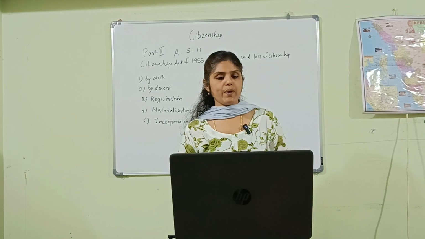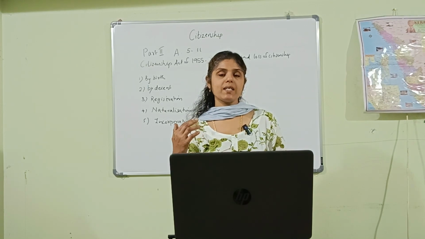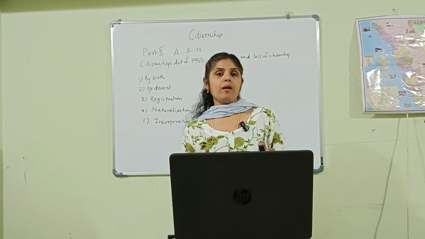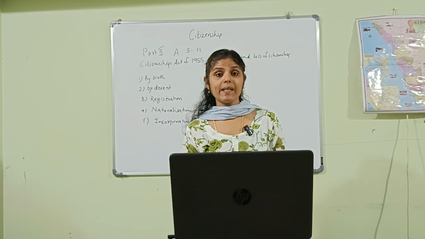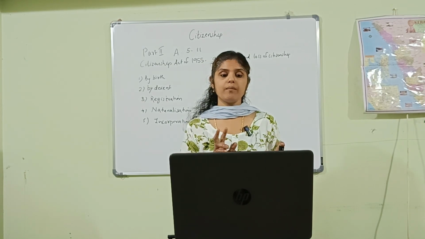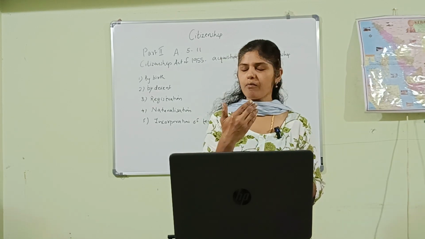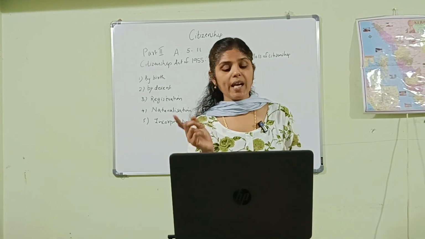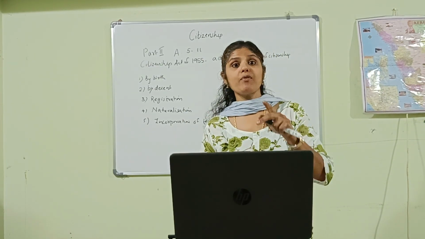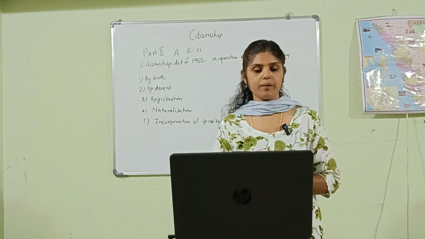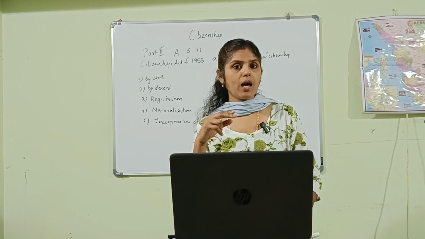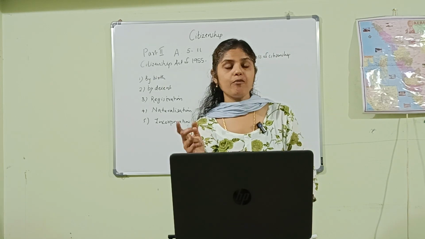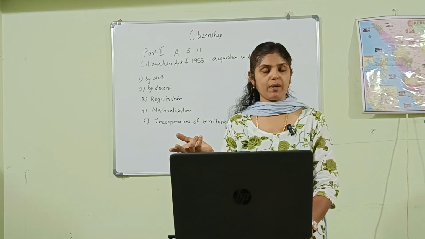And by descent, a person acquires citizenship how? That is when a person is born outside India on or after January 26, 1950, but before December 10, 1992. Here the dates are different. He can be considered a citizen of India by descent if his father is a citizen of India at the time of his birth. And in the second case, a person born outside India on or after December 10, 1992 is considered a citizen of India if either of his parents is a citizen of India at the time of his birth.